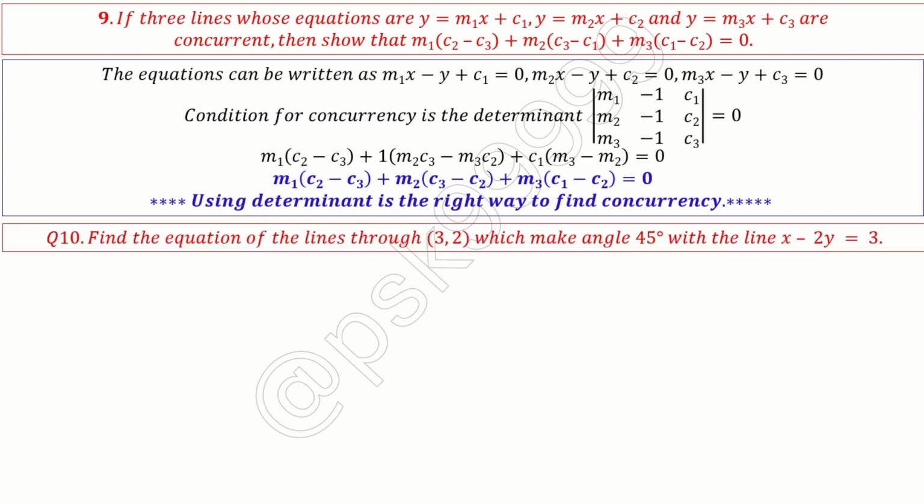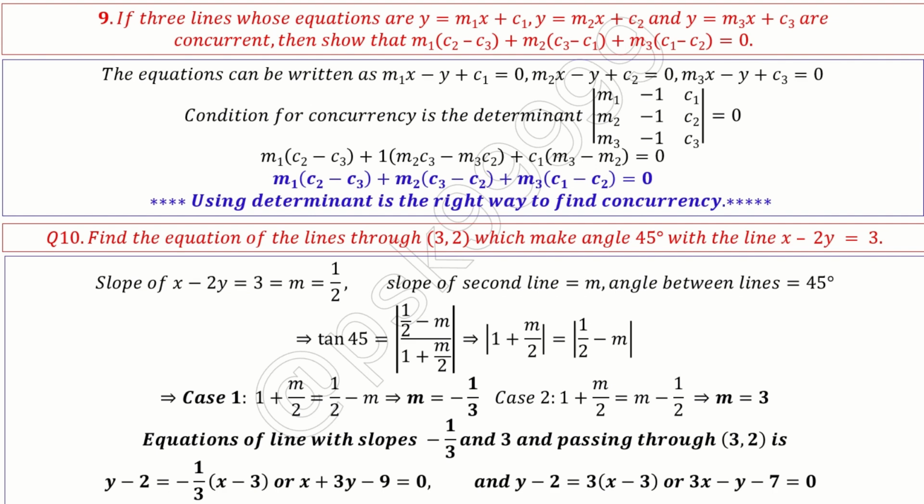Find the equation of the line through (3, 2) which makes an angle of 45 degrees with this line. Okay, so you know the slope of the given line x minus 2y plus 3 equal to 0 is m equal to half. Let's assume the slope of the second line is m and the angle between them is 45 degrees. So tan 45 equals (half minus m) divided by (1 plus m by 2). If I simplify, I get two cases. In case 1, 1 plus m by 2 equals half minus m, which means m is equal to minus 1 by 3. In case 2, I get m equal to 3.